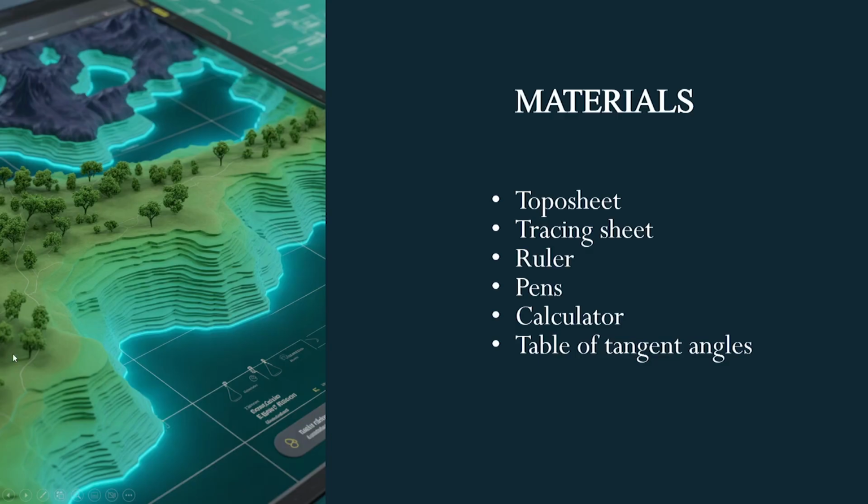So, let us dive right into the practical part. We are going to require a few materials. So, you are going to have to keep these ready. You will need a topo sheet, tracing sheet, rulers, pens, calculators and a table of tangent angles. So, like your log values, there is a table that is available for tangent angles as well. So, we are going to make use of this in this particular exercise.